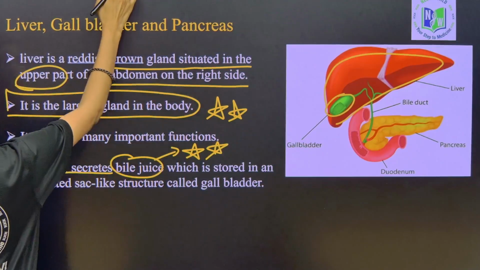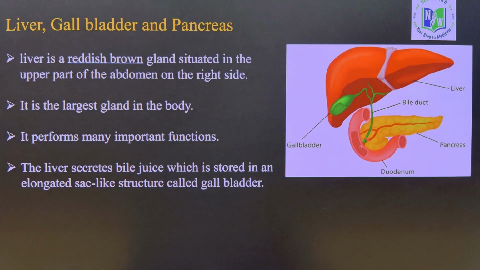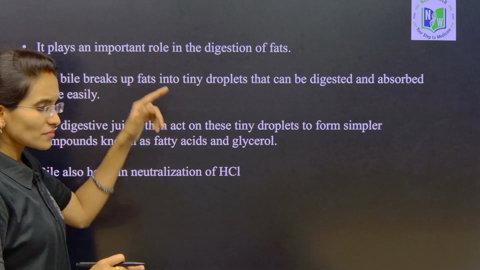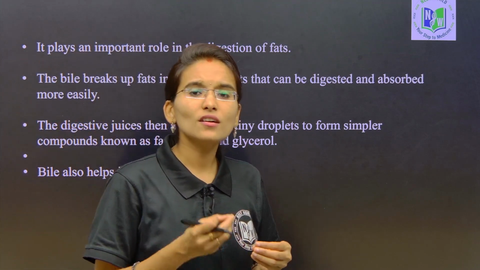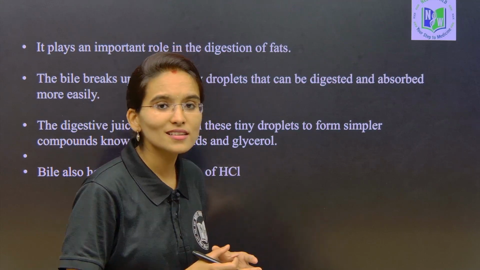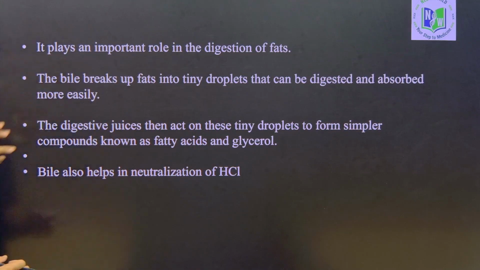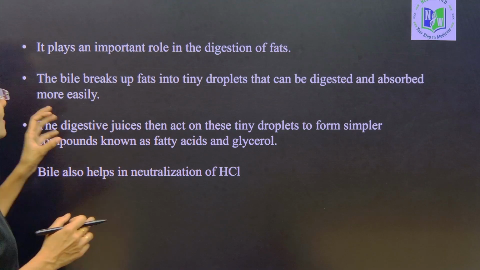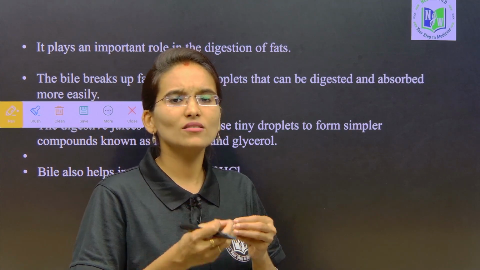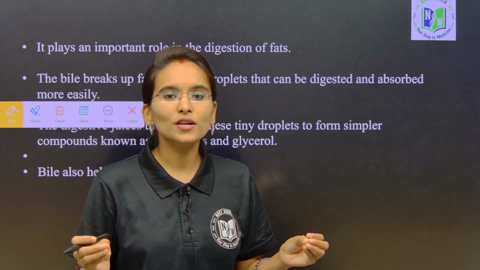So now let's understand the major role of the bile juice. The most important function of the secretion of bile juice is this: the bile is involved in the breakdown of fats. Usually the fats are converted into simpler forms.